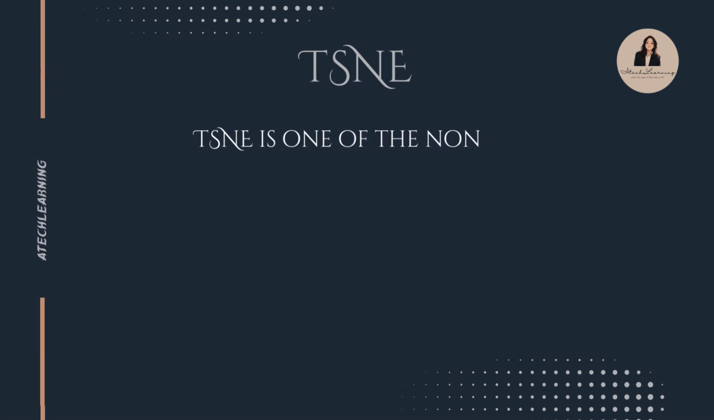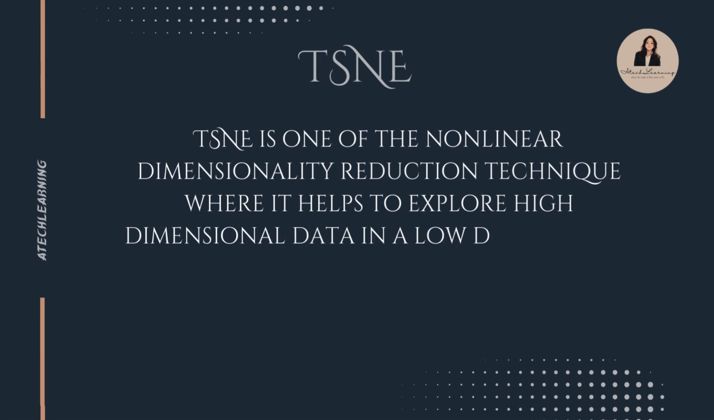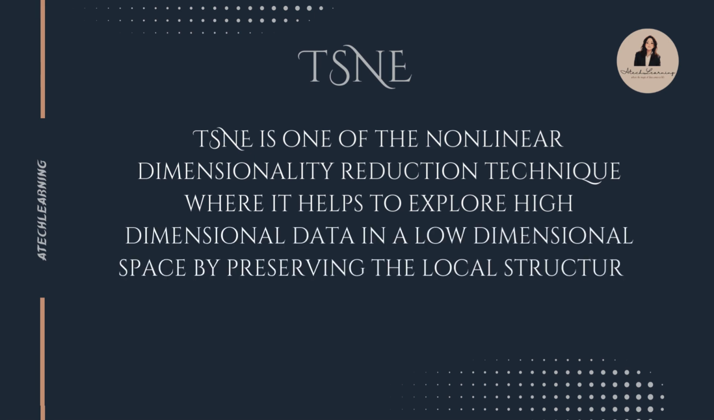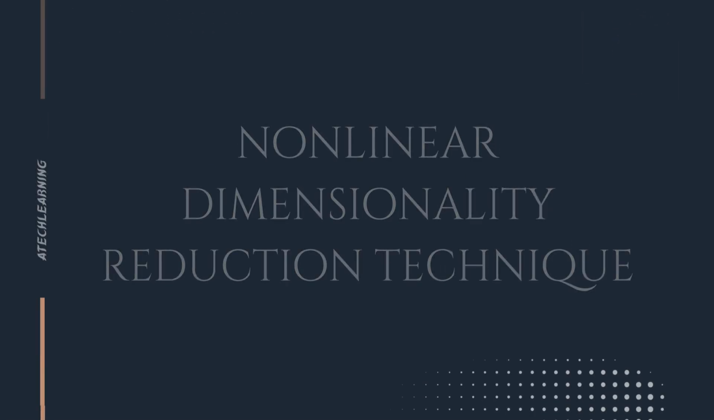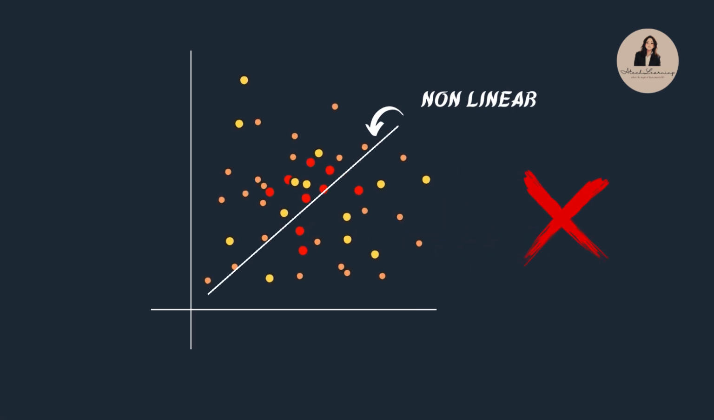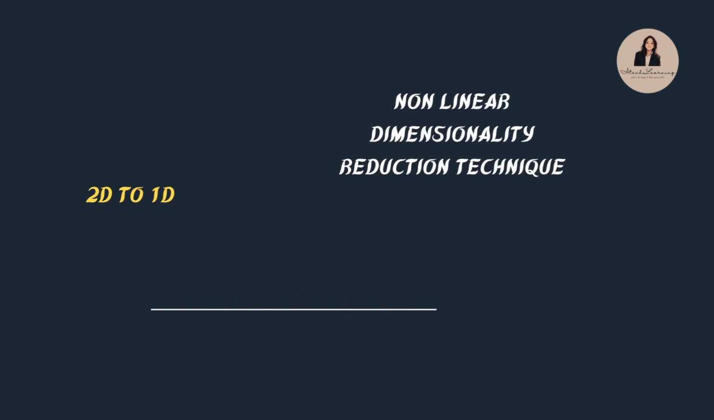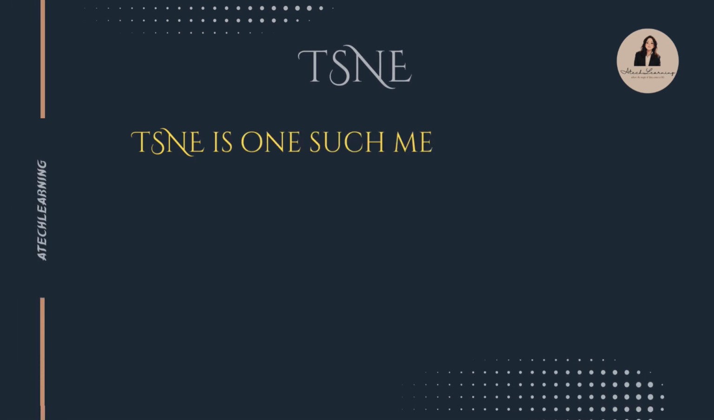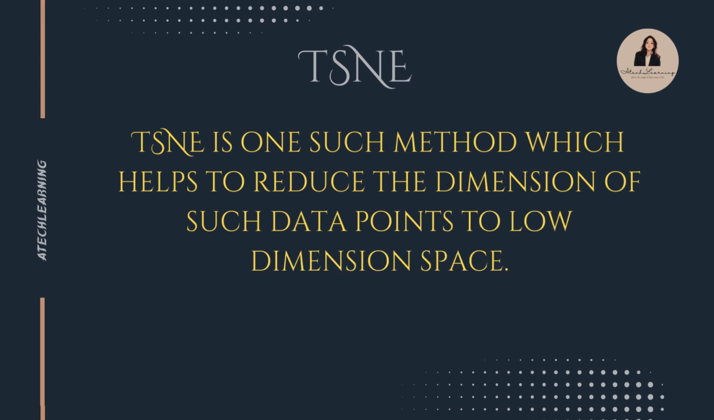t-SNE is one of the non-linear dimensionality reduction techniques, which helps to explore high-dimensional data in a low-dimensional space by preserving the local structure. Non-linear dimensionality reduction technique means we have a bunch of data points which are non-linear in nature. That means we cannot separate those data points with a straight line. So when we are trying to reduce the dimension of such data points, it is known as a non-linear dimensionality reduction technique. t-SNE is one such method which helps to reduce the dimension of such data points to the low dimension space.